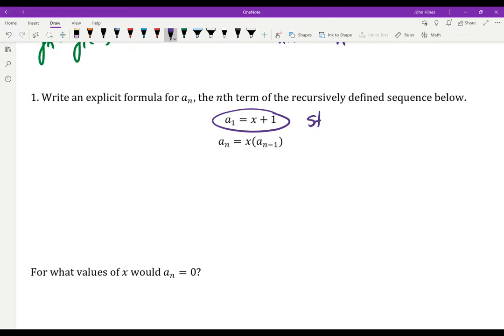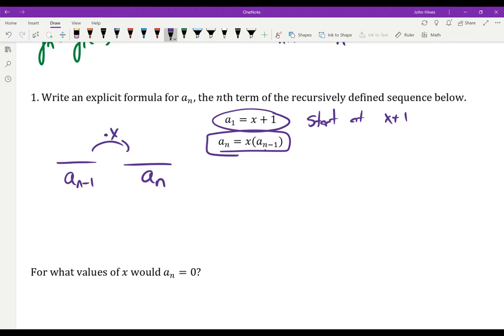So we're starting at x plus 1. And how do I jump to the next term? Well, here's a sub n. There's the guy before him. And the pattern is times x. To get to the nth term, I go to the guy before me and multiply by x. Well, wait a minute. This means it's a geometric sequence. If I keep multiplying by x, I keep multiplying by x. So that's my common ratio.